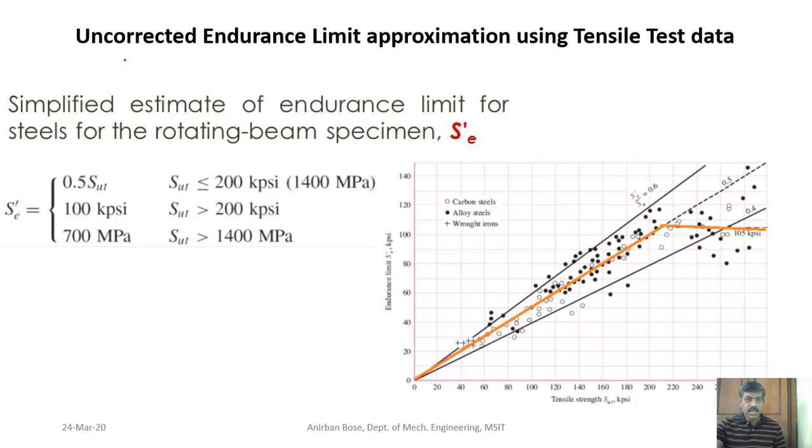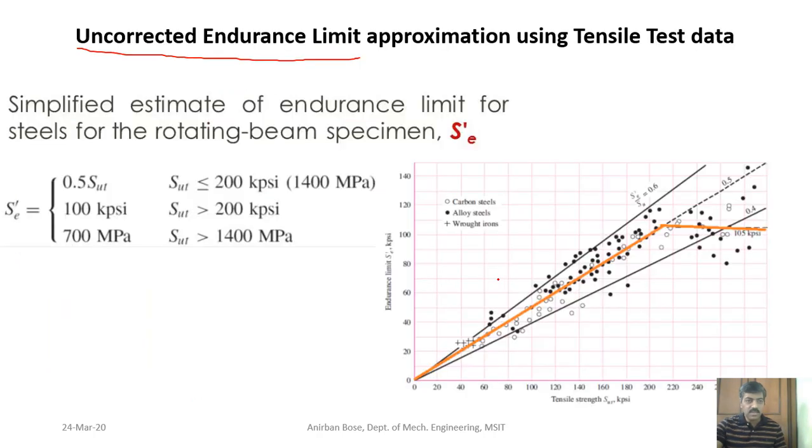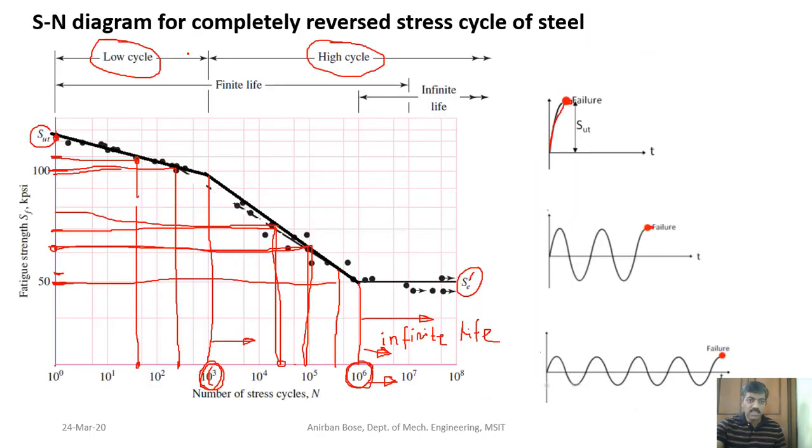Now, the uncorrected endurance limit that I have just shown in this diagram, this value is Se prime, the uncorrected endurance limit. This can be predicted from the tensile test. Without doing any fatigue test experiment, only from the tensile test data, we can predict it, so we do not need to make the fatigue test. Because if you do the fatigue test, you can easily find the endurance limit: when the curve becomes parallel, the corresponding stress is the uncorrected endurance limit. But without a fatigue test, how can we find that?